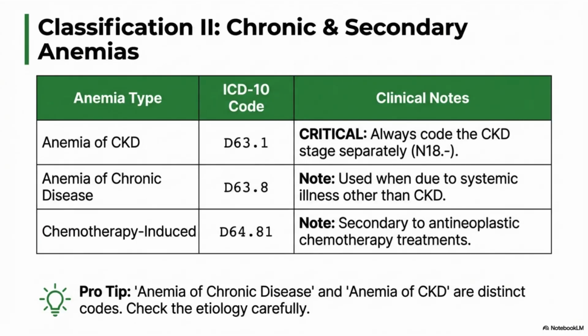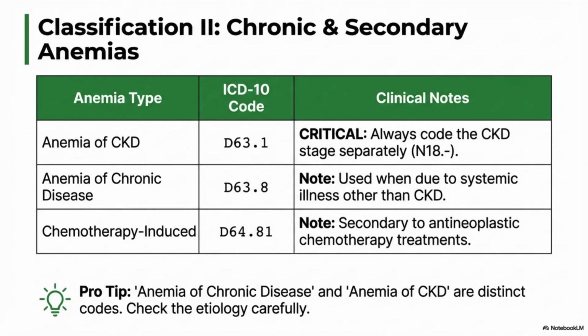This category includes anemia caused by chronic conditions. Anemia of CKD, D63.1, must always be paired with the CKD stage, N18. Anemia of chronic disease, D63.8, is used when anemia is due to systemic illness other than CKD. Chemotherapy-induced anemia, D64.81, is linked to antineoplastic treatment. The document notes, anemia of chronic disease and anemia of CKD are distinct codes.